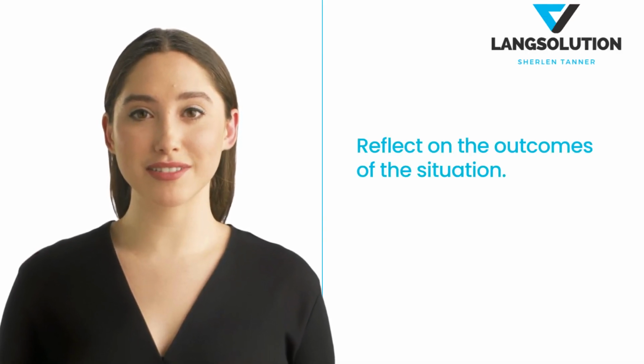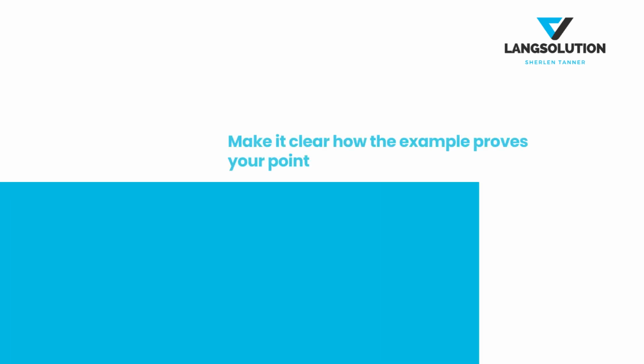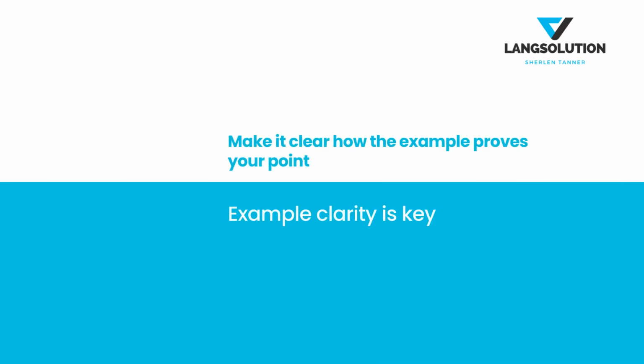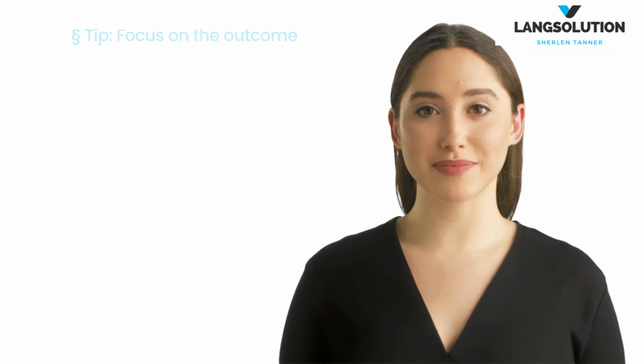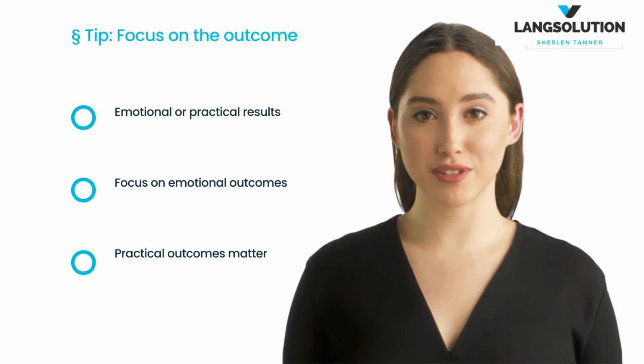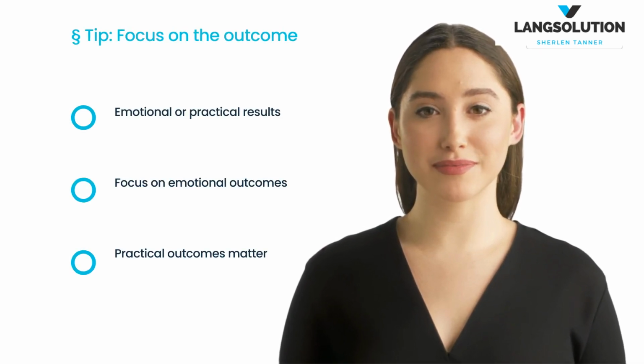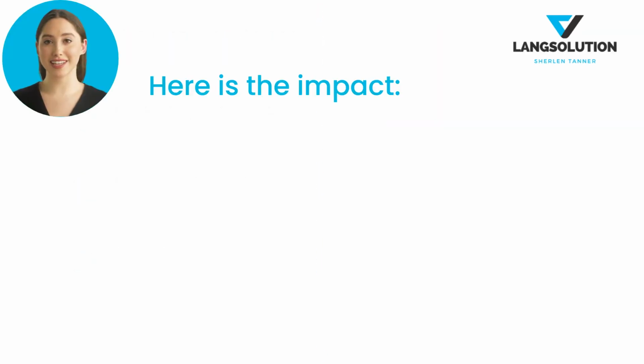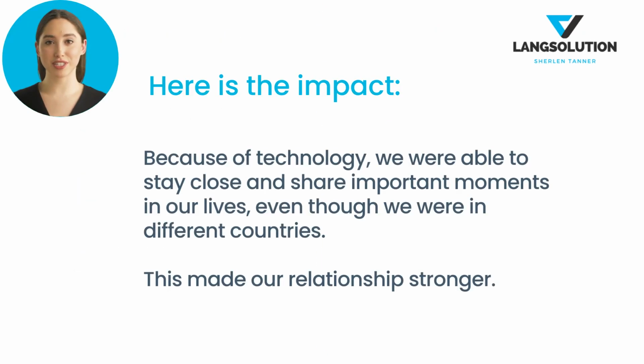Ask yourself, what happened as a result of the situation? Make it clear how the example proves your point. Tip: focus on the emotional or practical outcome. Here is the impact. Because of technology, we were able to stay close and share important moments in our lives even though we were in different countries. This made our relationship stronger.